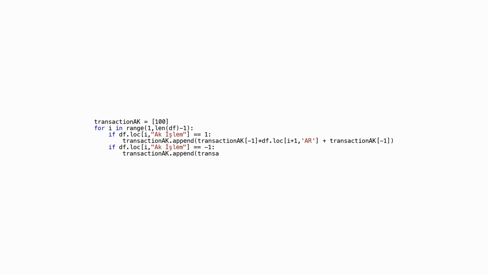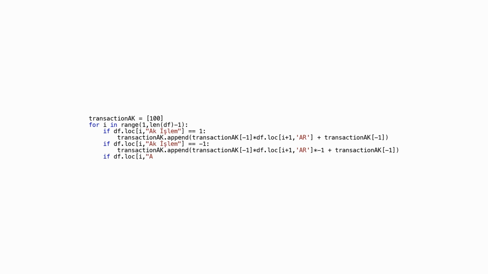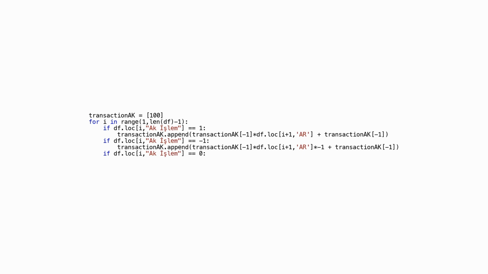If the value is 1, the previous value in the transaction AK list is multiplied by the value in the AR column of the next index in the DF object, and then added to the previous value in the transaction AK list. If the A Ishlem value is -1, the same calculation is done, but with the negative value of the AR column. If the A Ishlem value is 0, the previous value in the transaction AK list is appended to the list without any calculations. Essentially, this code seems to be updating the transaction AK list with the results of a calculation based on the values in the DF object at each index.